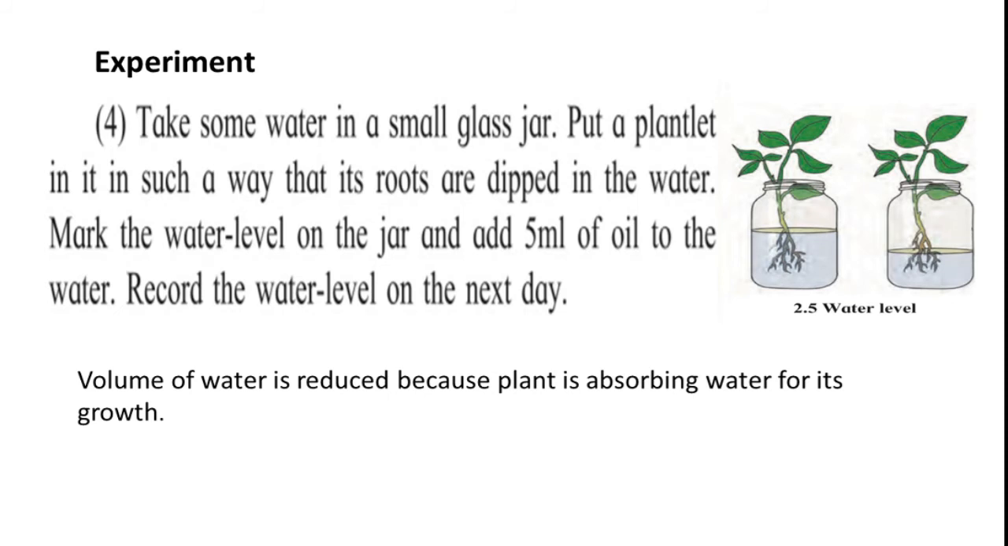So next is an experiment. We take some water in a small glass jar, put a plantlet in such a way that its roots are dipped in the water. Mark the water level on the jar and add 5 ml of oil to the water. Record the water level on the next day. This will be what you observe on the first day, and the next day, it will be like this. So the amount of water is reduced.